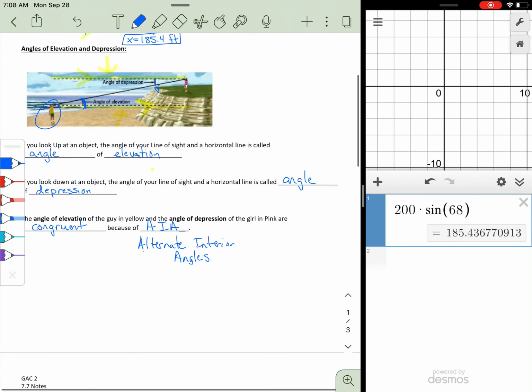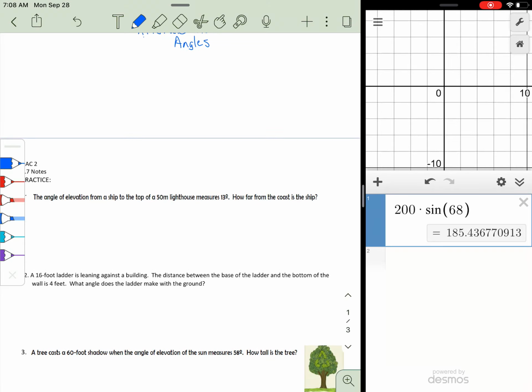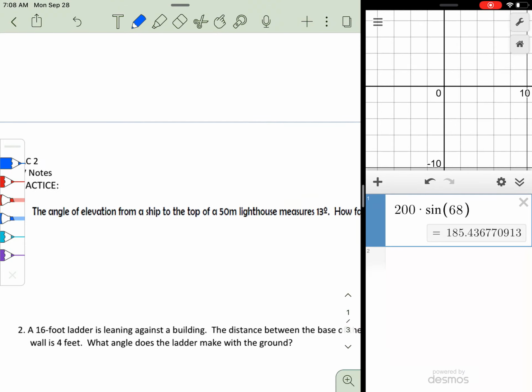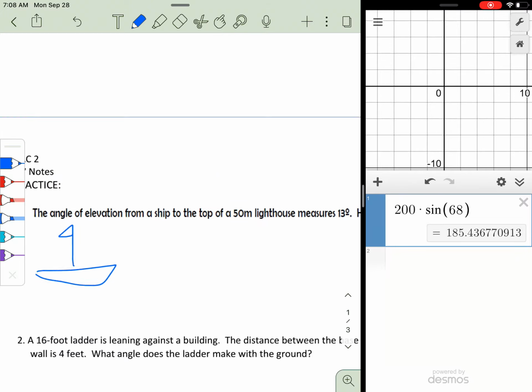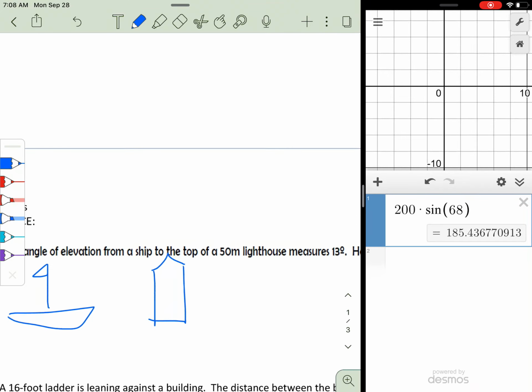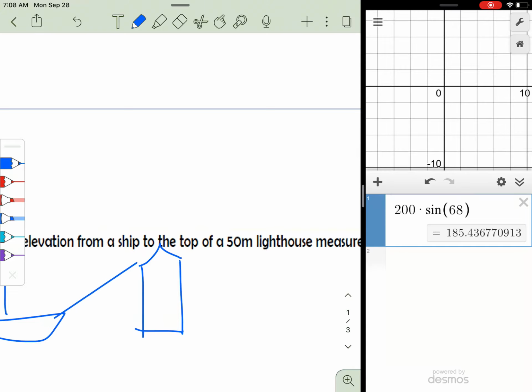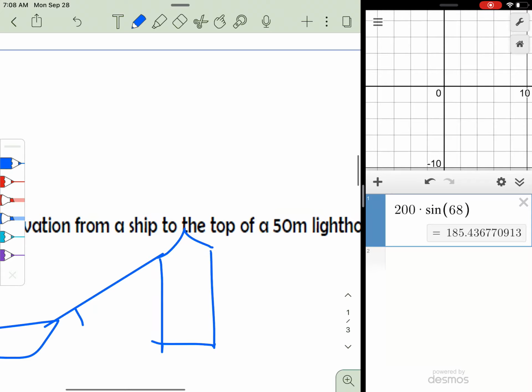Okay. All right, so let's go through some examples here where that might happen. Number 1, the angle of elevation from a ship to the top of a lighthouse measures 13 degrees. So if I have this ship, okay, I know it's a fantastic ship, and then you have this lighthouse at the top. Angle of elevation from the ship to the top there is 13 degrees. So angle of elevation, 13.